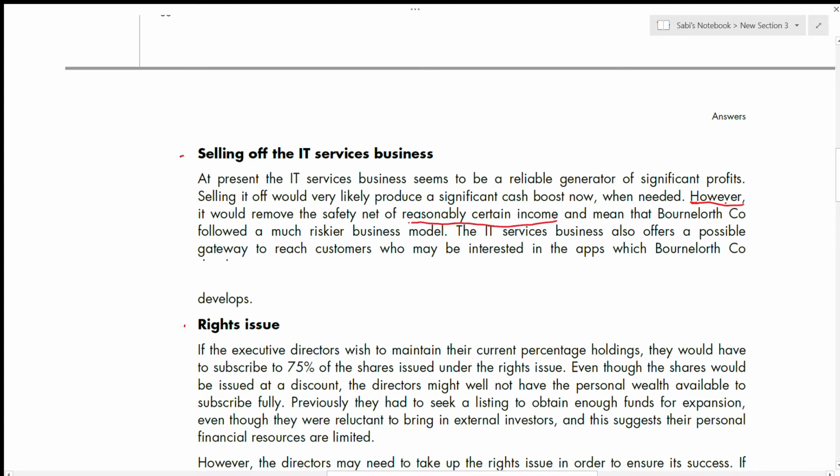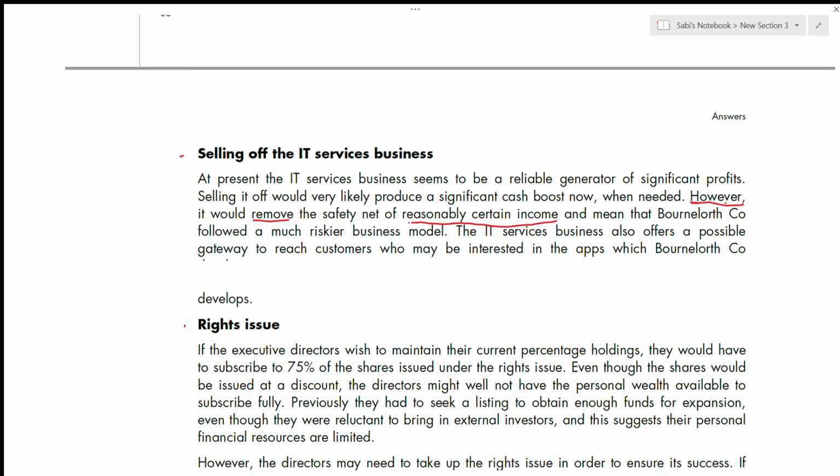Reasonably certain income will not be there. It will remove the reasonably certain income. You are getting an income which is reasonable, right? A certain amount of income, a decent amount of income you were receiving. But now you are getting cash, but it is only one off. Once only you are getting cash. So you're losing that income which you used to get monthly or quarterly or annually. You're getting a certain amount of income, you're losing that. There's an opportunity cost to that, right?